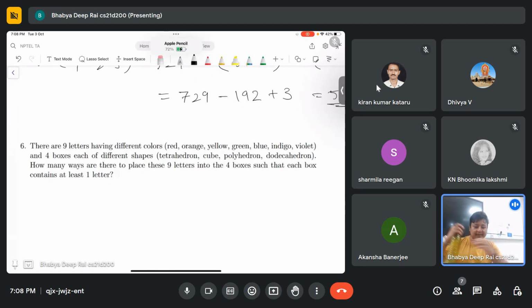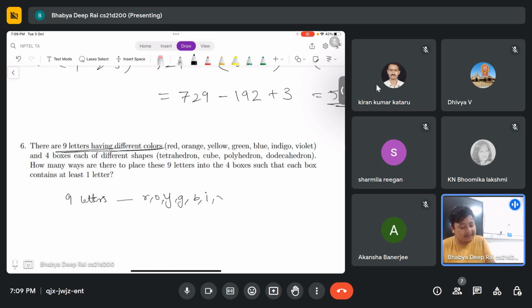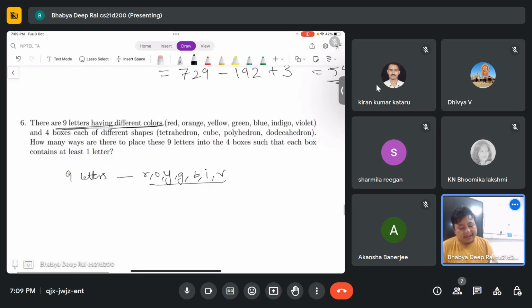There are 9 letters having different colors. It is of a very similar flavor. So let's not solve the problem. I'll just ask you a few questions. There are 9 letters having different colors: red, orange, yellow, green, blue, indigo, violet. So colors of the rainbow, this Vibgyor. And 4 boxes each of different shapes. So one is like a cube, one is tetrahedron, and so on.